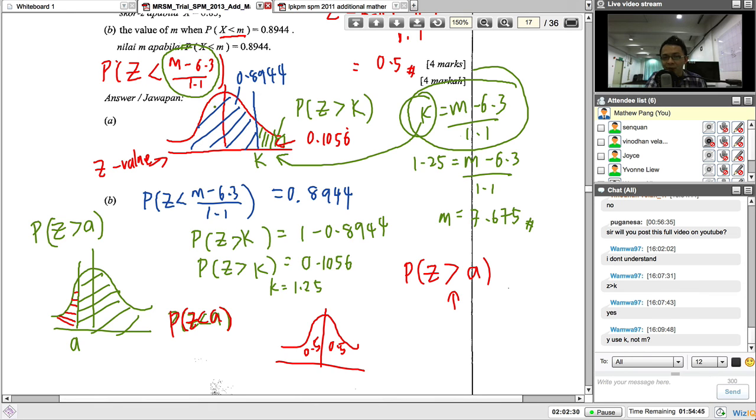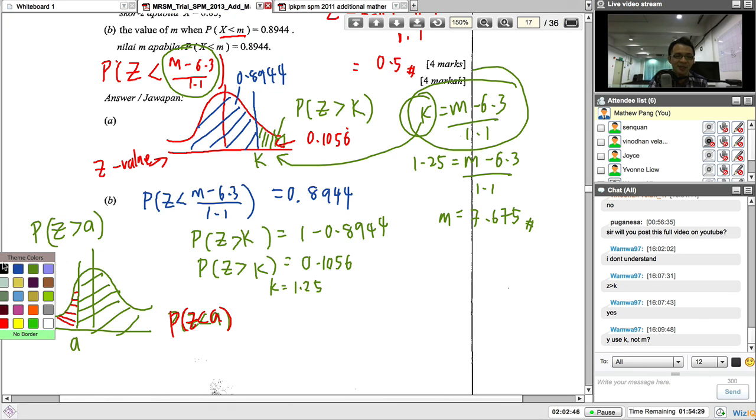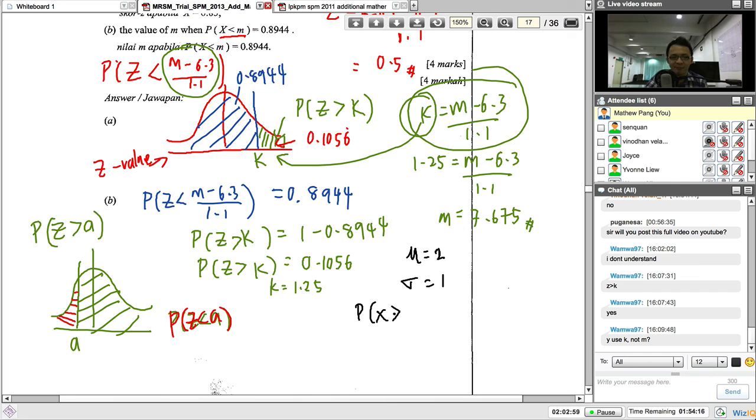Do you understand this? No? If you still do not understand, okay, I'll give some example. Let's say, I just randomly give an example to give you some idea. Let's say mean equals 2, standard deviation equals 1. Alright. I say X is bigger than 4. Then I want to find what this value is.